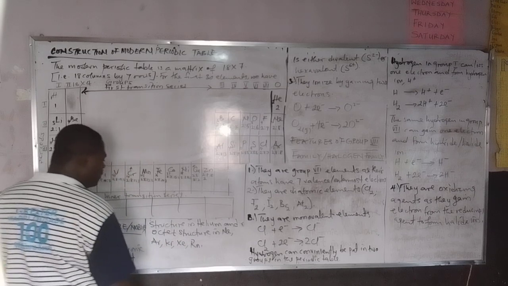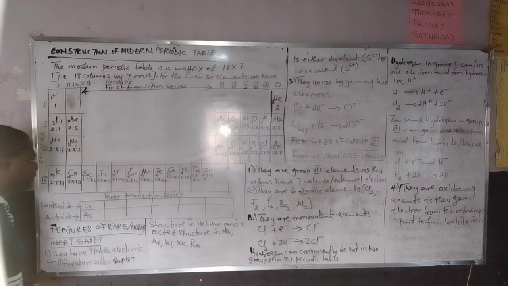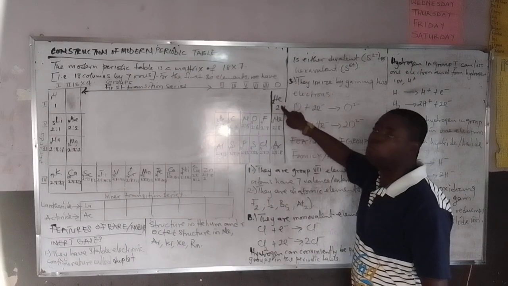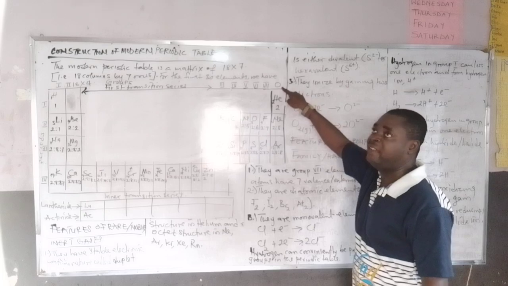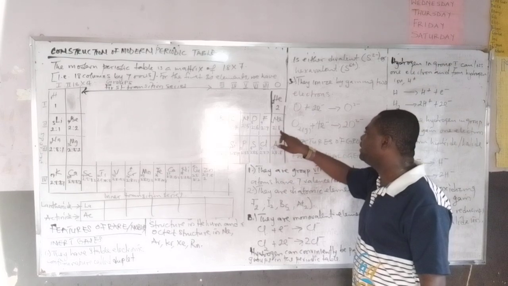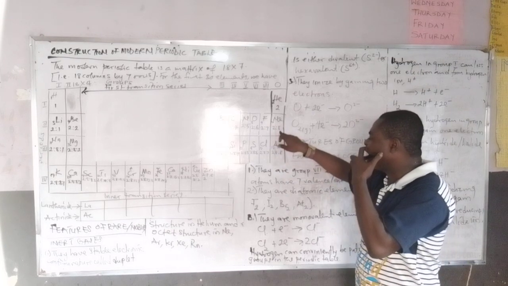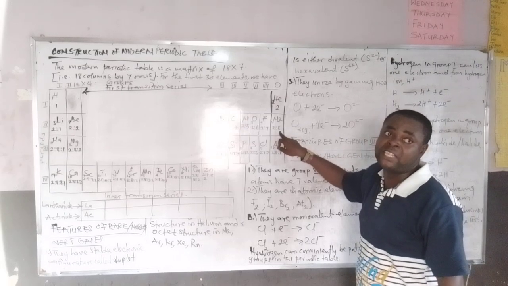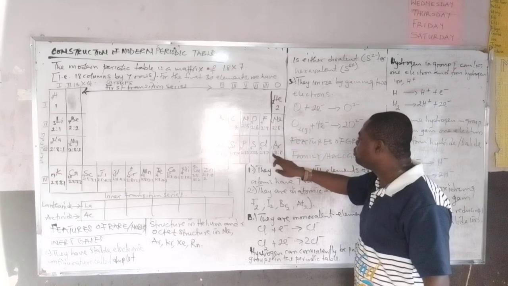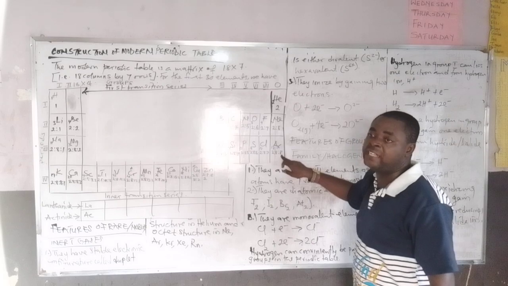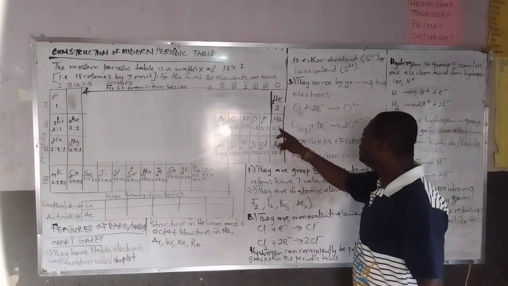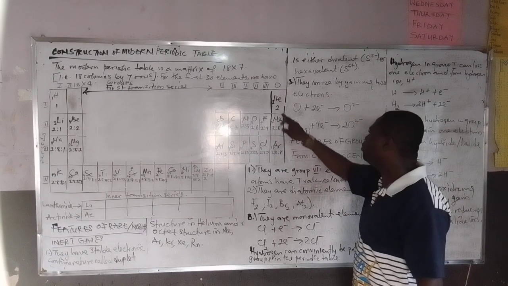So what do I mean? When you write their configuration, look at helium. Helium has 2 electrons, and those 2 electrons occupy the K shell. The K shell cannot take more than 2 electrons, and you have 2 there. But neon is 2:8. 2 electrons in the K shell, 8 electrons in the L shell, and the L shell cannot take more than a maximum of 8 electrons, and you have the 8 there. Then argon is 2:8:8. The outermost shell cannot take more than 8 electrons, and you have 8 there. So that makes it an octet, 8, octet.